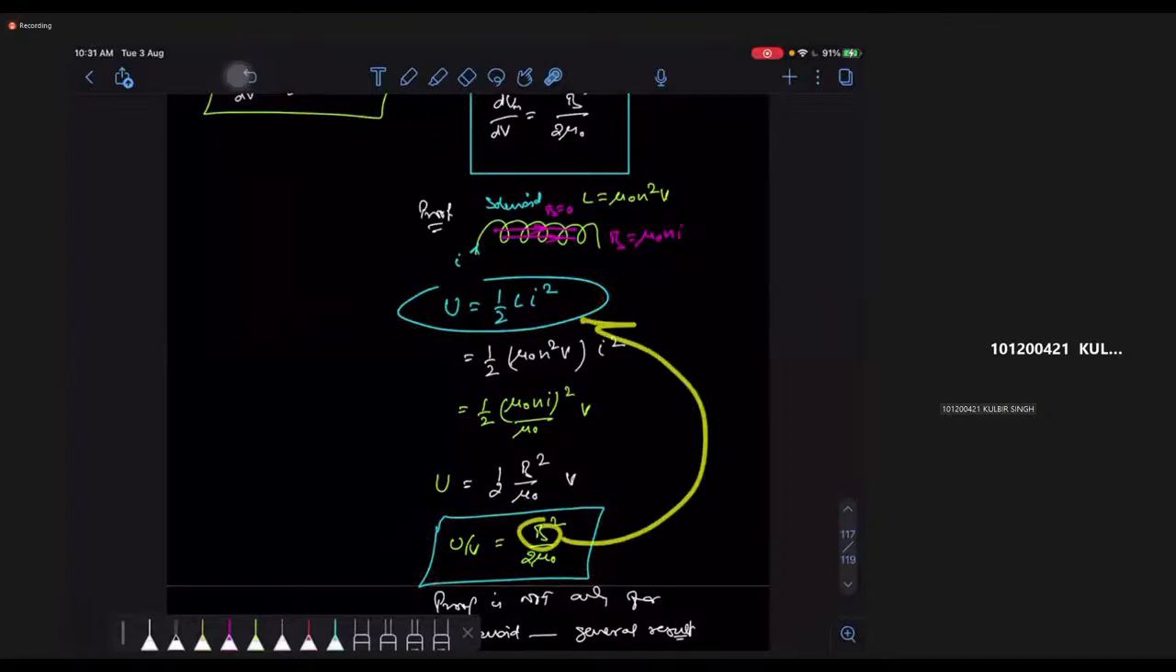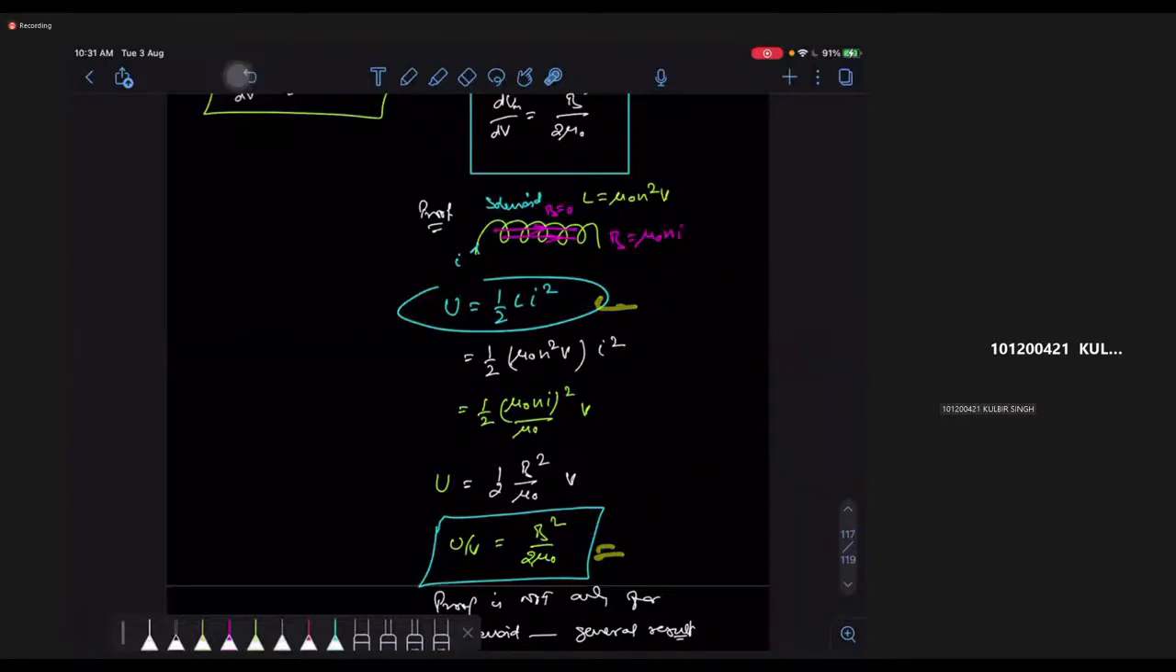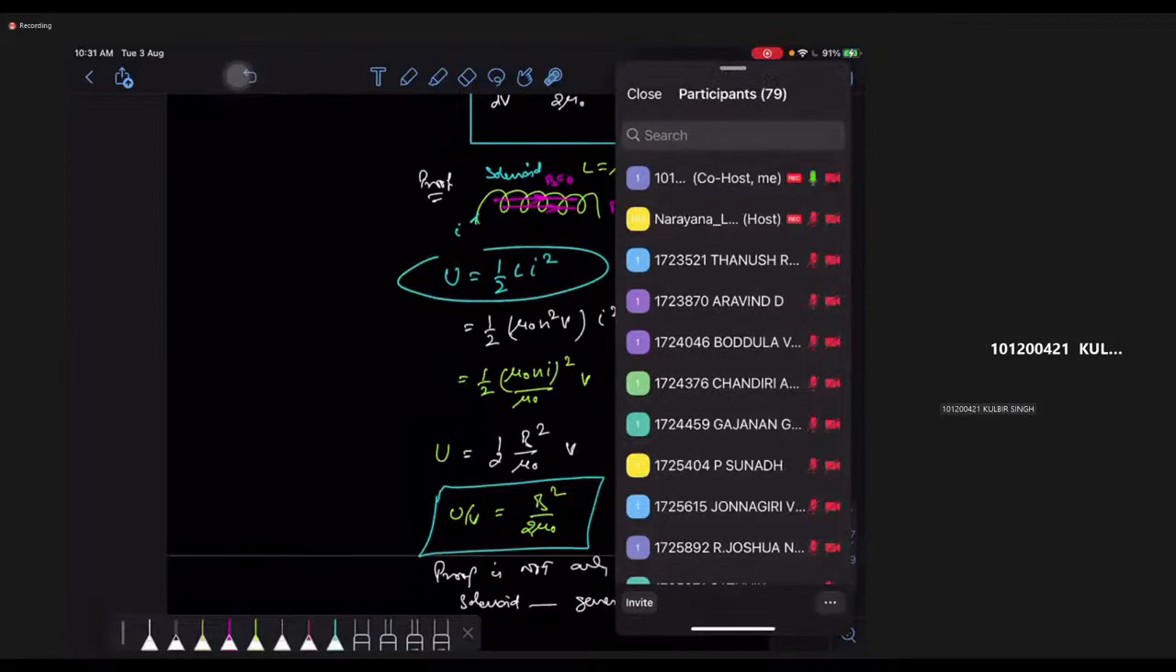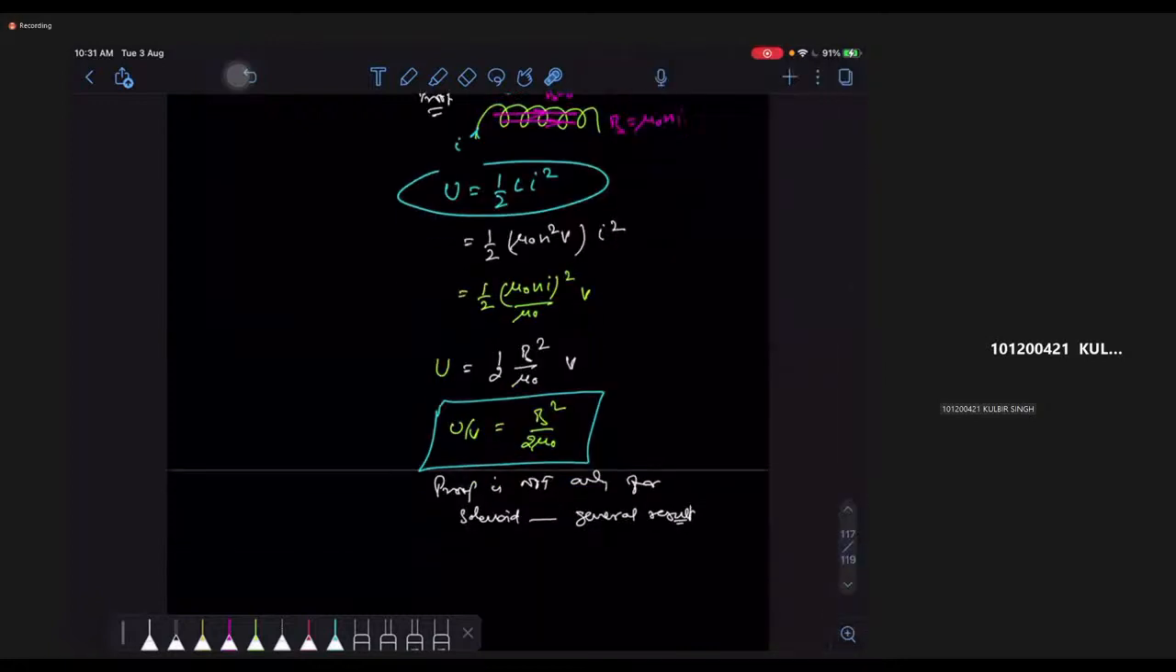Magnetic field is created because of current, and current creates magnetic fields. So both energies are the same, only expressed in different forms. The meaning thereby is, wherever there is a field, there is energy, right? So you have electrical energy, you have magnetic energy.